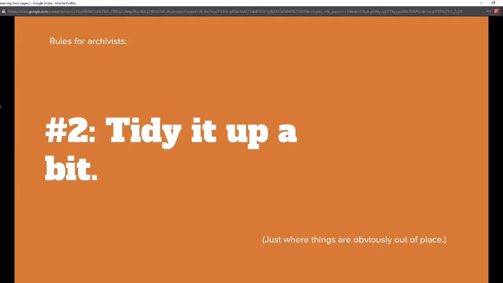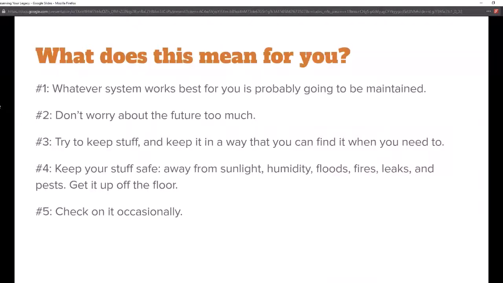And then rule number 2, of course, is just that we tidy it up a little bit so that it's not total chaos. There are going to be obvious intellectual groupings and functional groupings in the way you did things. And if we find a few emails tucked in on the top of the box or crushed down at the bottom, we're going to put them back to where we think they probably go. But that's about it. So what's useful for you as a record creator?